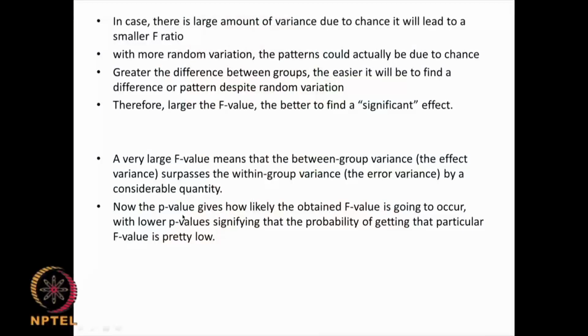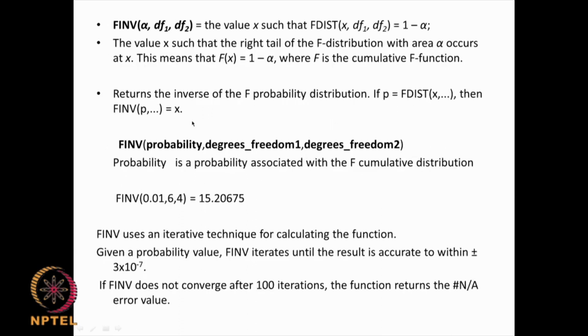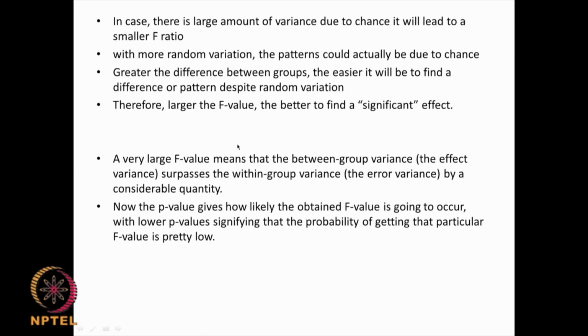Okay. The p value gives how likely the obtained F value is going to occur. For the p value we can use F dist, that gives you the p value. We can use the F dist function where x is the ratio of the variances, with df1 numerator and df2 denominator degrees of freedom. So, if the p value is greater than 0.05, then we will say it is not significant. If the p value is very small, we will say it is greatly significant. So, we can use the F dist function in Excel to do this particular job for you.